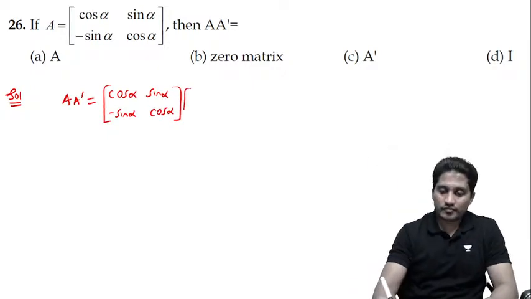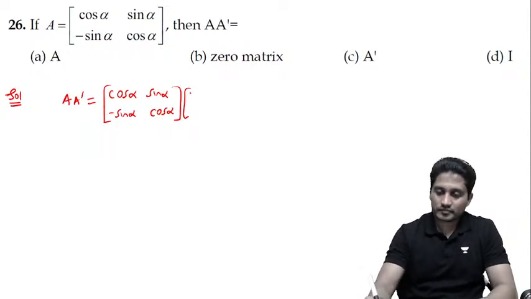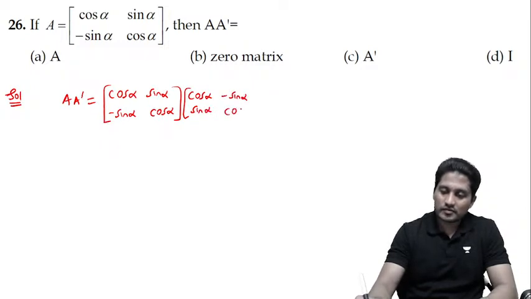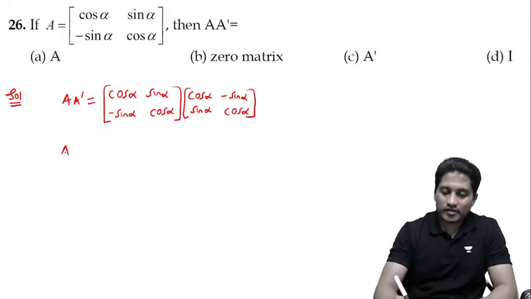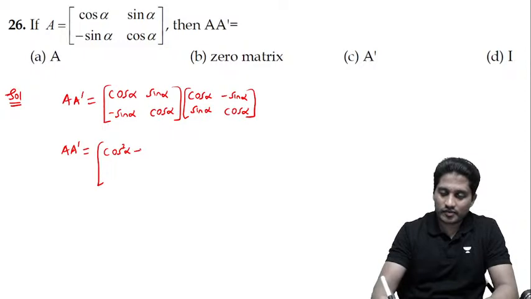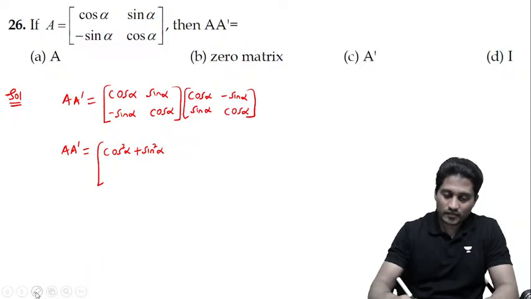A transpose will be equal to, first row becomes first column and second row becomes second column. This is minus sin alpha, cos alpha. Okay, now A into A transpose is equal to, multiply first row first column, it will be cos square alpha plus sin square alpha. First row second column, this is minus sin alpha cos alpha plus sin alpha into cos alpha.